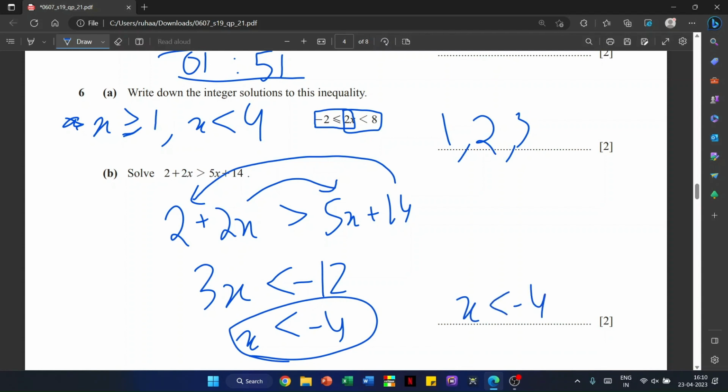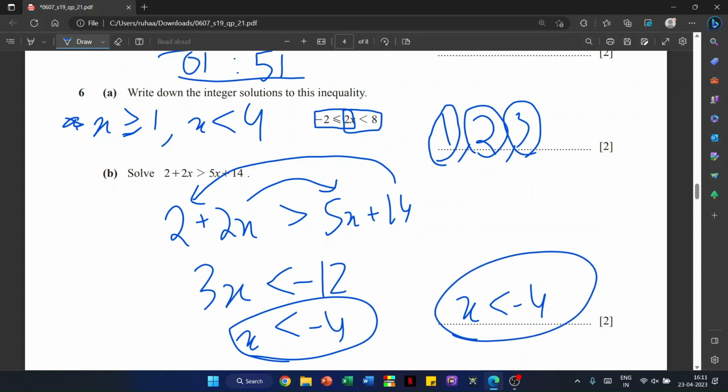Now, one way to test for the inequality is just putting these integer values back into the inequality. So let's take 1 over here. -2 is less than or equal to 2, and that is less than or equal to 8. That is correct. Take 2. -2 is less than or equal to 2 times 2 is 4, and 4 is less than 8, correct? And 3. -2 is less than or equal to 6, and 6 is less than 8, correct? But now if you put 4 over there, that will be equal to 8, which does not qualify the inequality.